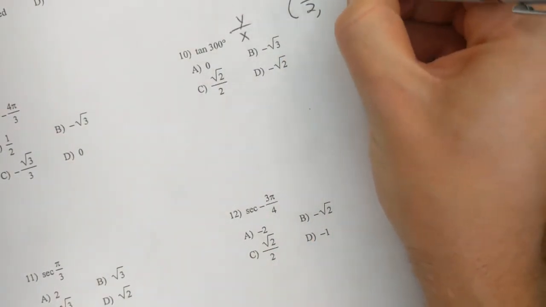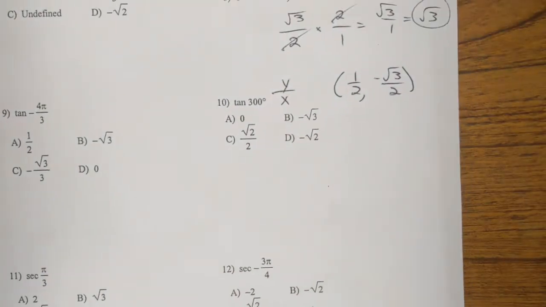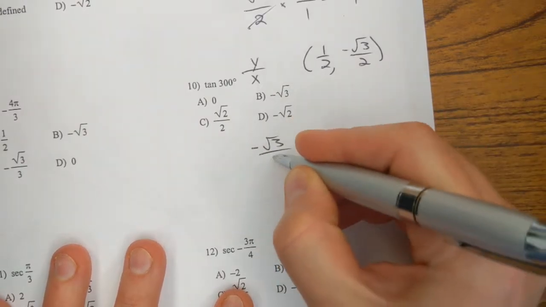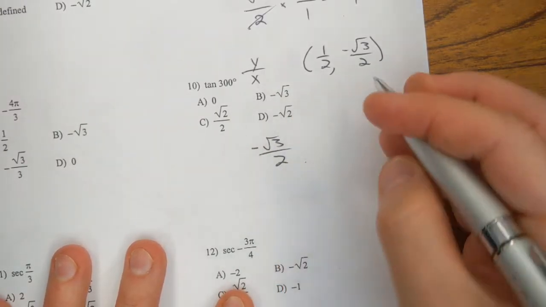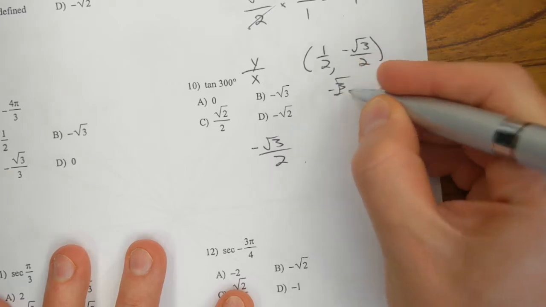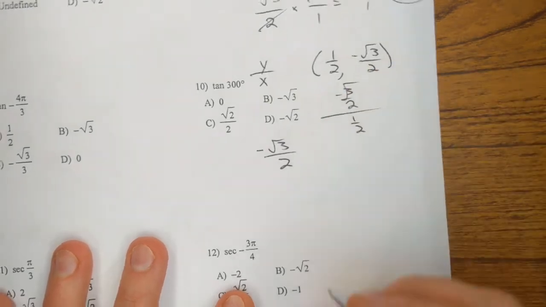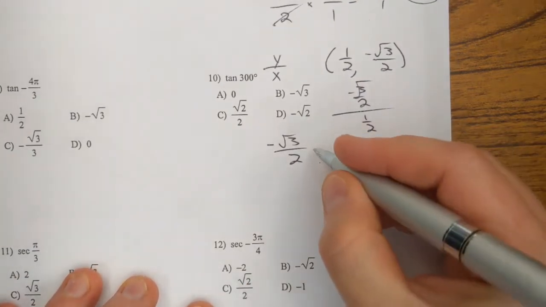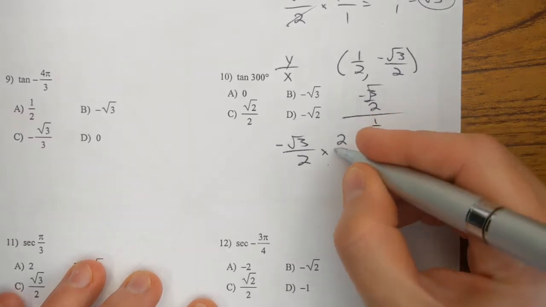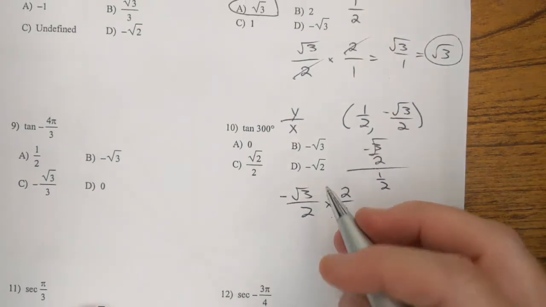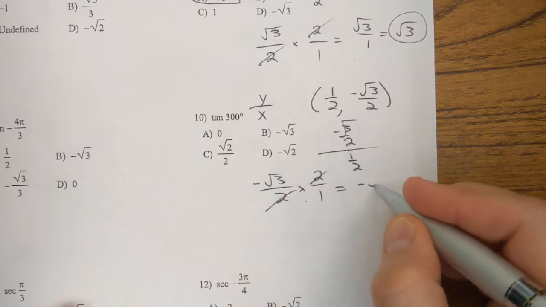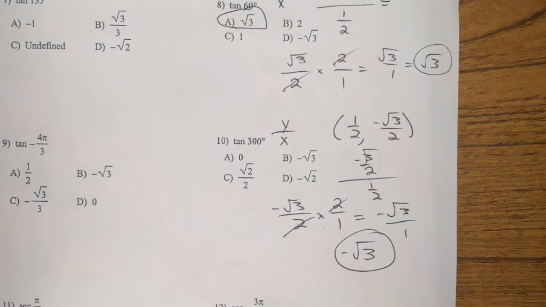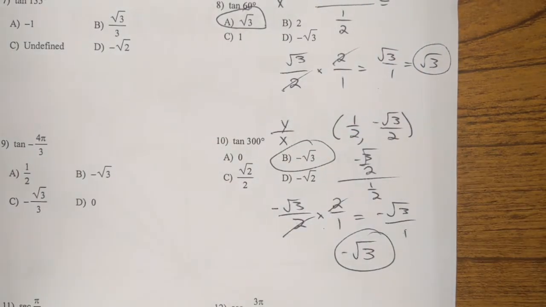Negative radical 3 over 2, so I need to find y over x. Negative radical 3 over 2, all over 1/2. When you divide two fractions, you keep the first fraction the same, but then you multiply by the reciprocal of the second. Luckily, my 2's are going to cancel out. Negative radical 3 over 1 is just negative radical 3. So that is my answer to 10.